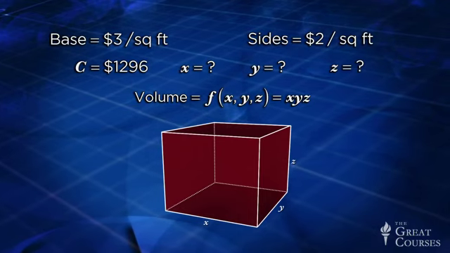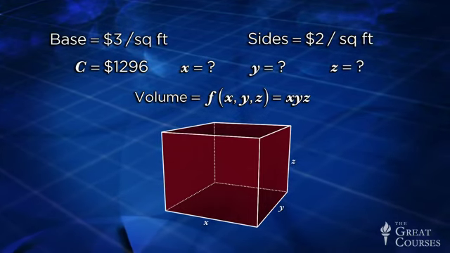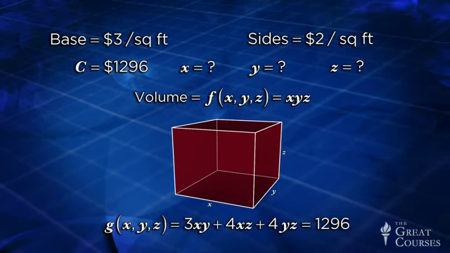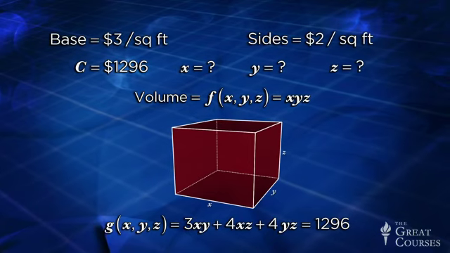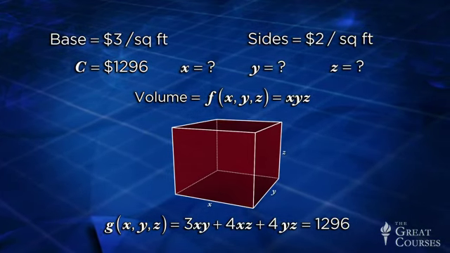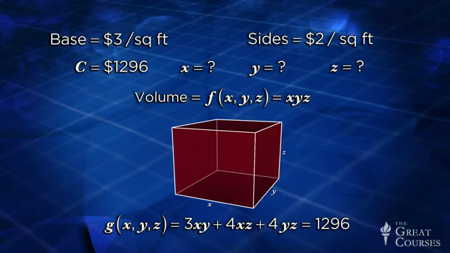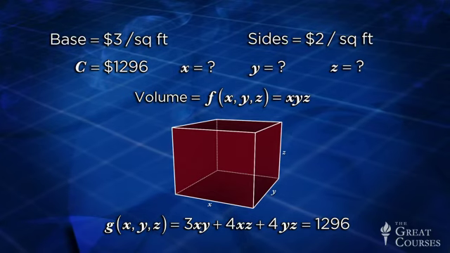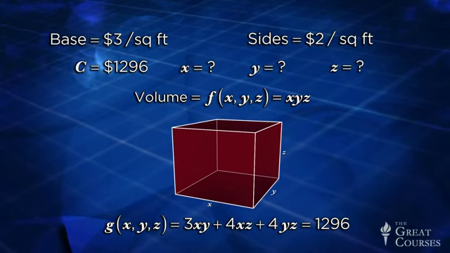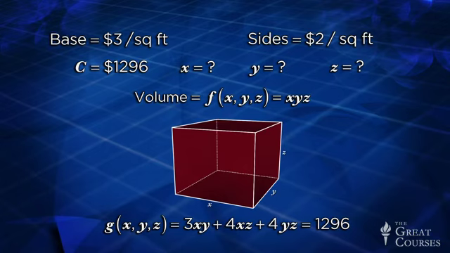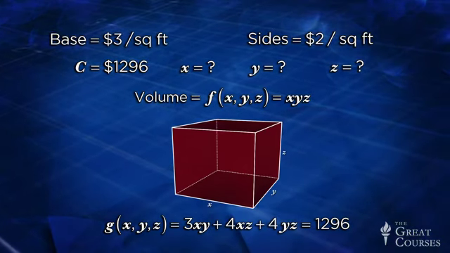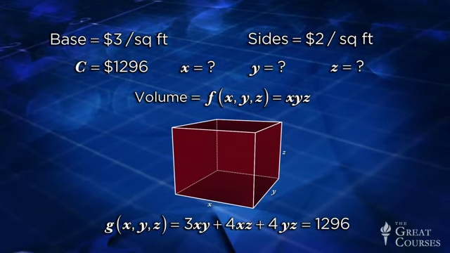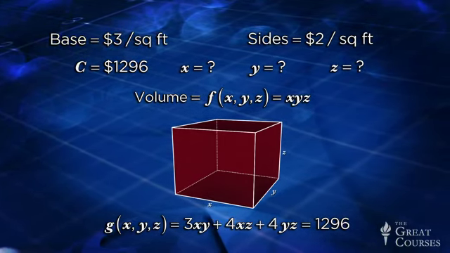Well, the bottom has dimensions x times y. And it costs $3 per square foot. So the bottom is 3xy. That's the cost for producing the bottom, depending on what x and y are. And 2 of the sides have dimensions x by z, and it costs $2 per square foot for those sides, so we get a 4xz. And in a similar fashion, we get 4yz. So that's the constraint equation. 3xy plus 4xz plus 4yz equals 1,296.